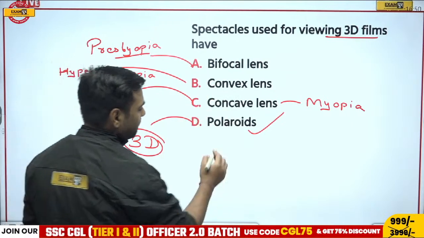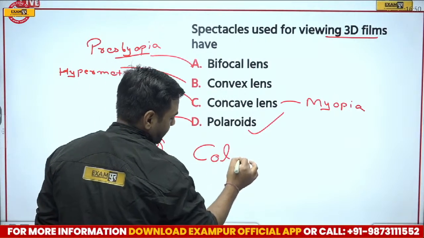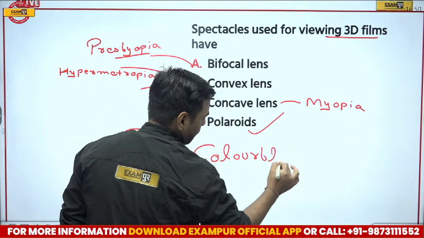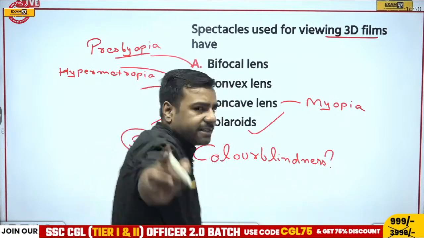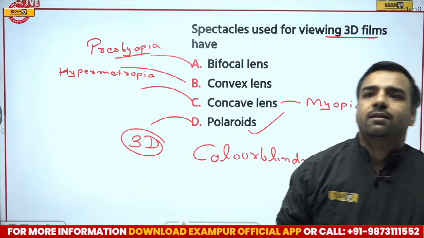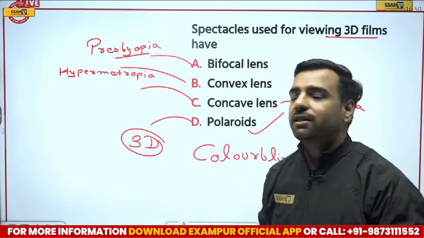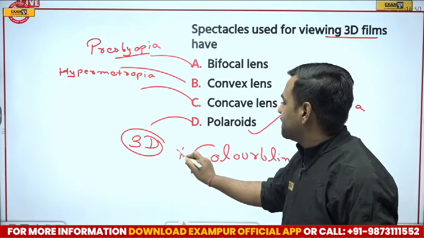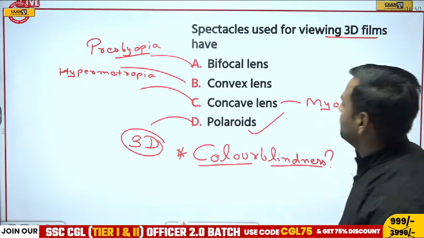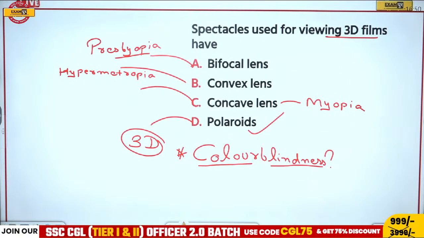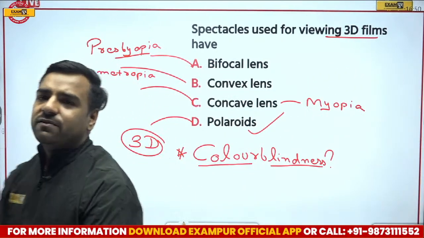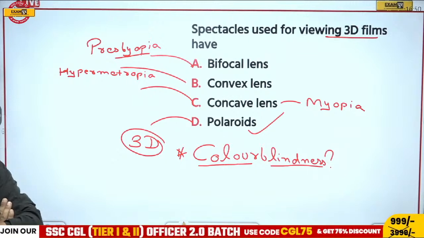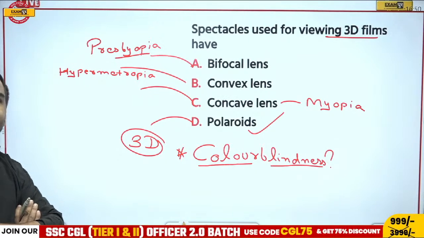Now my question will be, what if I have color blindness? For color blindness, what kind of lens should be used? Let's see who can answer this part. That's true. By mistake, I've written that. So yes, if I talk about color blindness, which kind of lens should I use? For color blindness, what kind of lens we can use? Can you answer this part? Color blindness.